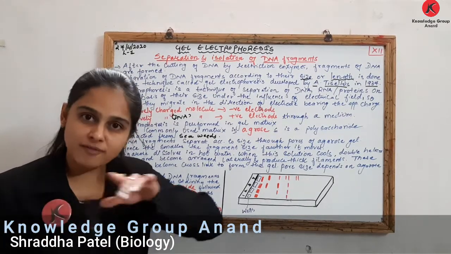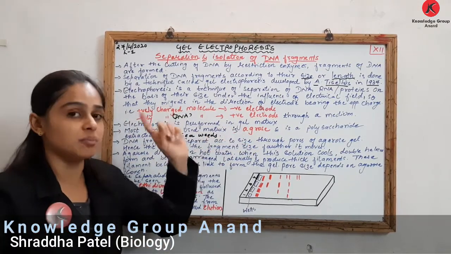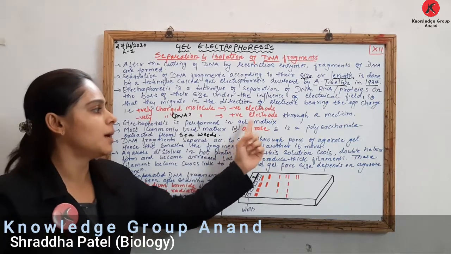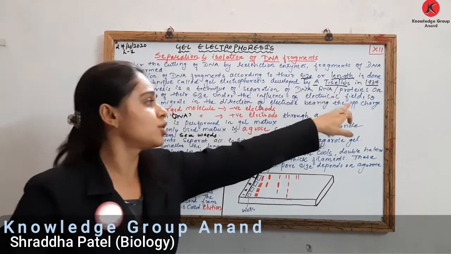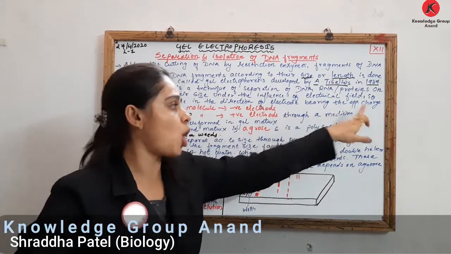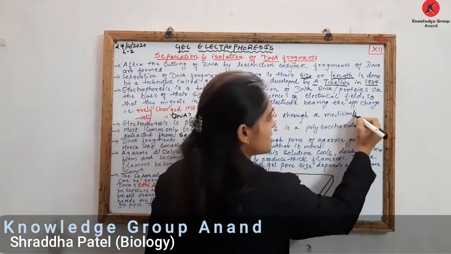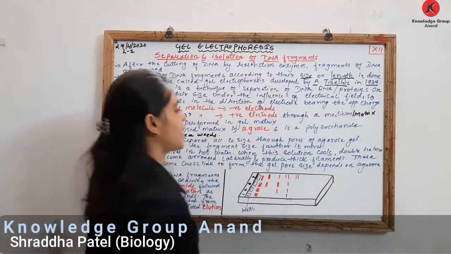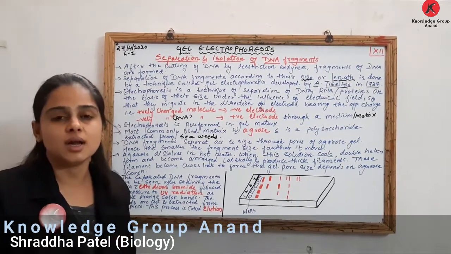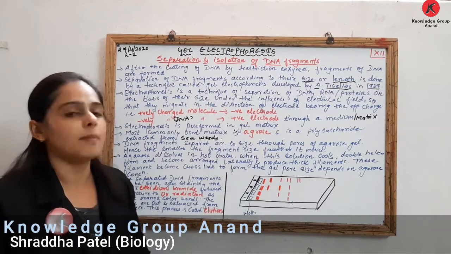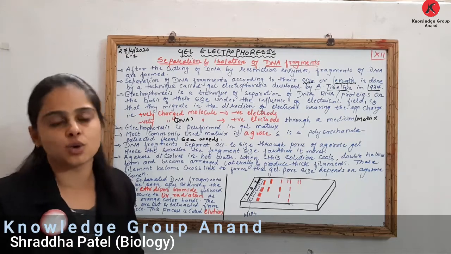There should also be a medium by which they can pass, yes or no? So of course there will be a presence of a medium in the form of a gel matrix. Once again, what I have written: these molecules are going to move towards the electrode bearing opposite charge through a medium, or you can say a matrix. Here, electrophoresis is performed in a gel matrix and thus it is called gel electrophoresis.